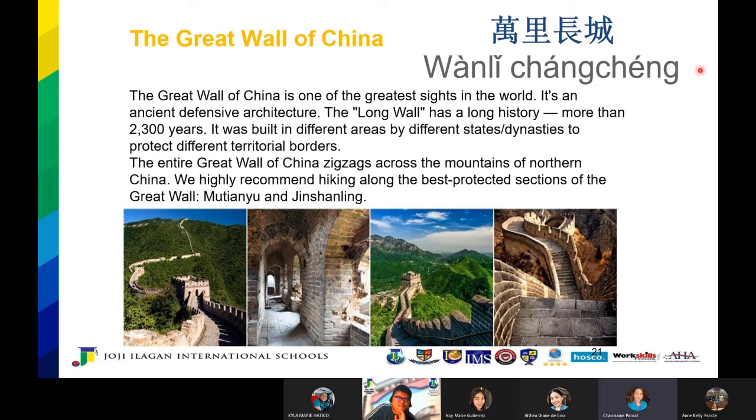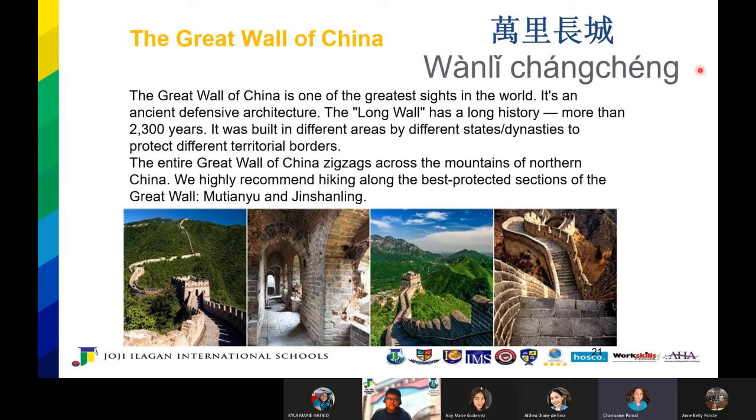The Great Wall of China is one of the greatest sites in the world. It's an ancient defensive architecture. The Great Wall has a long history, more than 2,300 years. It was built in different areas by different states and dynasties to protect different territorial borders. The entire Great Wall of China zigzags across the mountains of northern China.